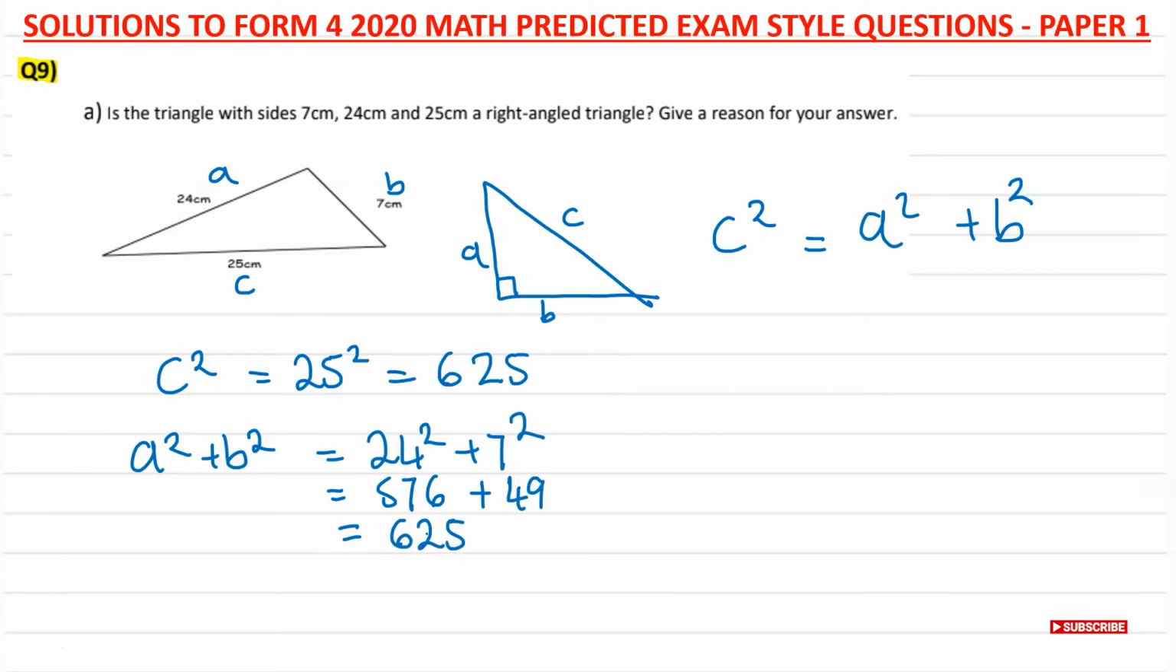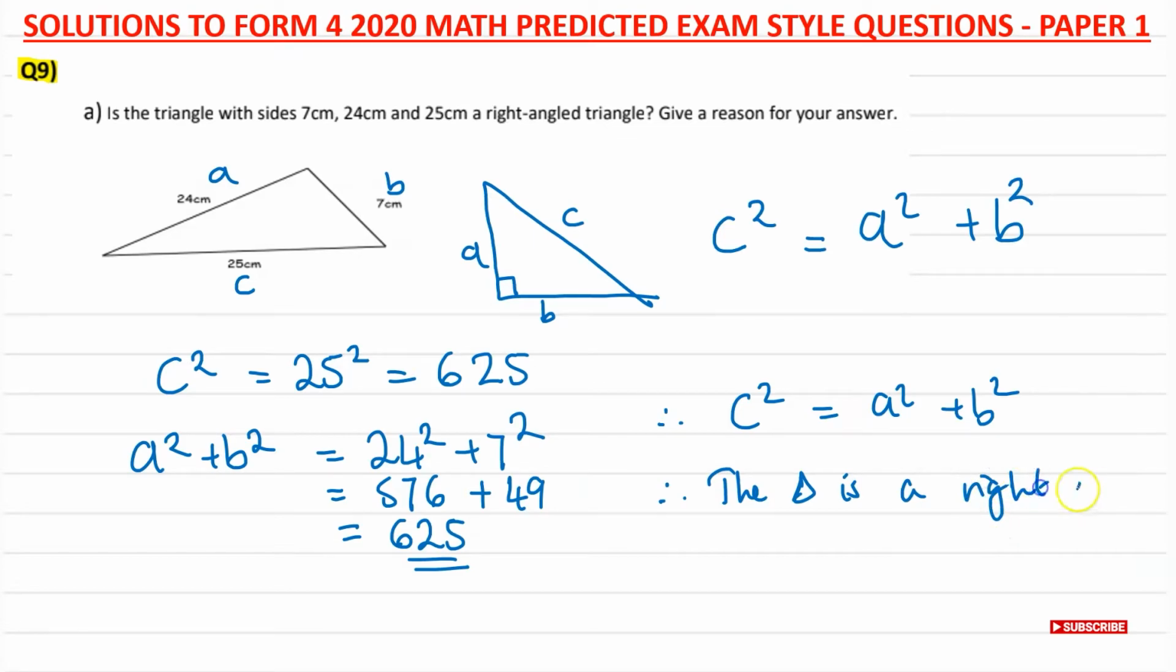625. So we can clearly see C squared is 625. A squared plus B squared is 625. Therefore, we can say C squared is equal to A squared plus B squared. Therefore, the triangle is a right angle triangle. That is for part A.